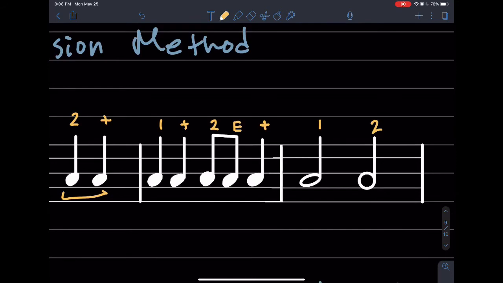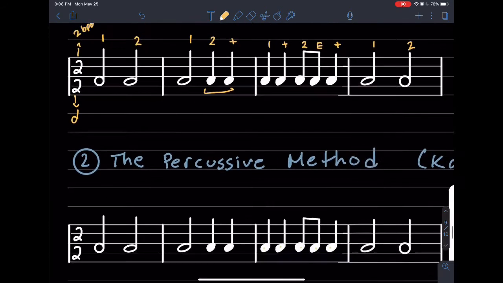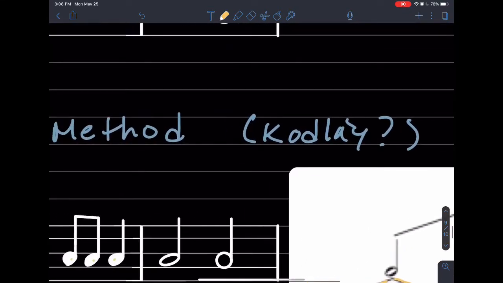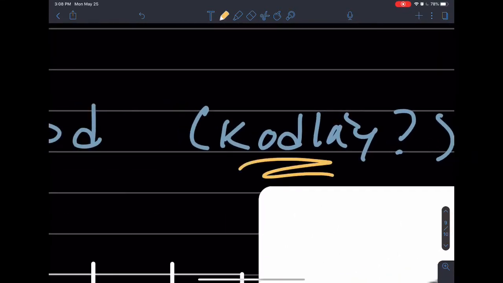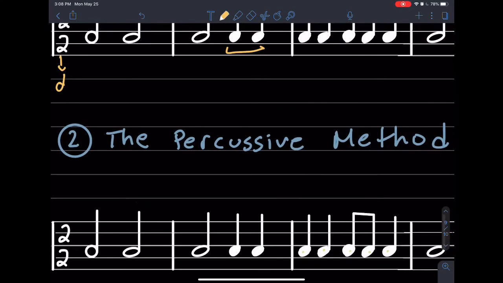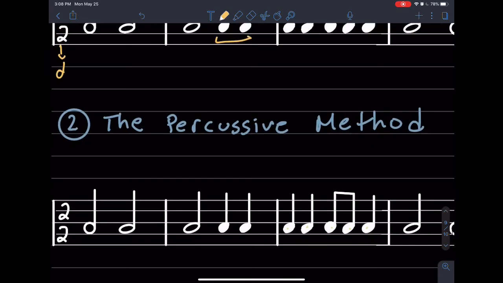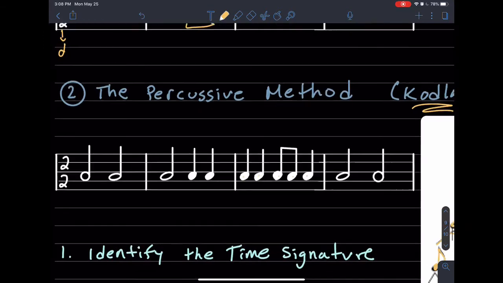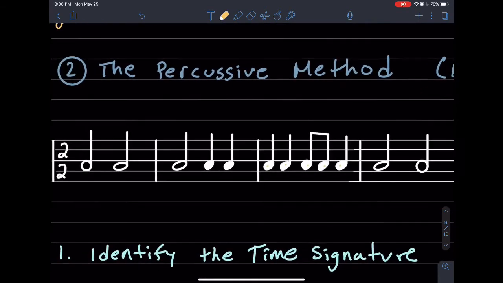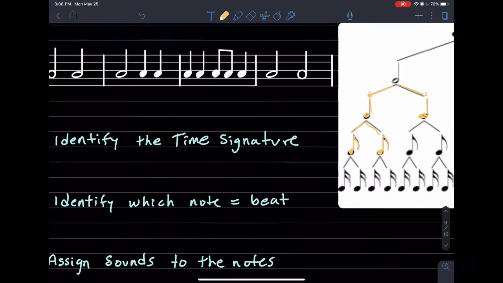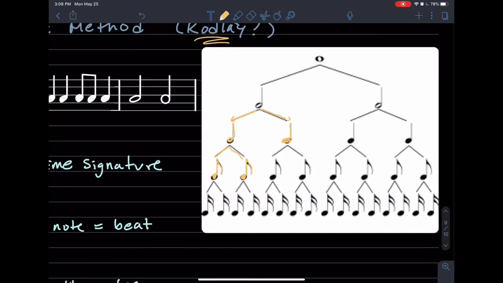Just like that. Now let's move on to the percussive method. I've also heard it being called the Kodály method, but I'm not sure if this word is right. I think I've just seen that on the internet. I like to call it the percussive method because it involves us making percussion sounds with our mouths. I think this was always the most intuitive way for me to read rhythms because I think rhythm is something that's ingrained innately into the human mind. So I think this is a good way to learn rhythm, in my opinion. I'm going to clean up this table a little bit.